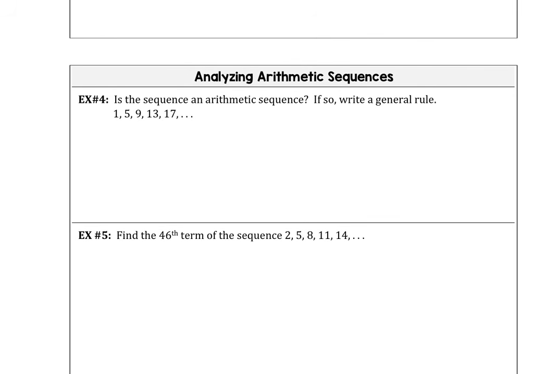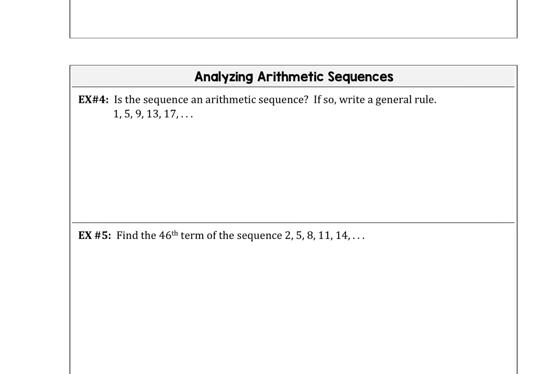Example 4 is asking us, is the sequence arithmetic, and if so, can you write a general rule? So looking between each term, 1 to 5, 5 to 9, 9 to 13, 13 to 17, it appears in this infinite sequence, we're adding 4 to each previous term to get to the next term in the sequence.